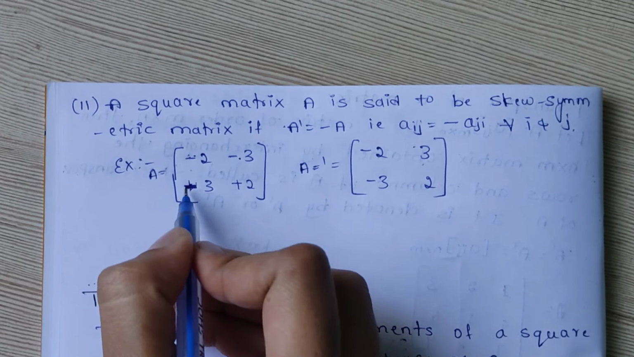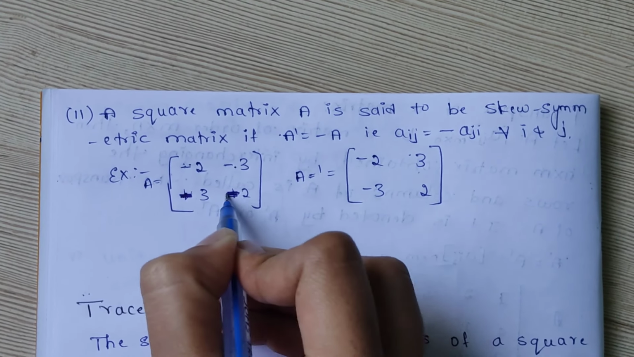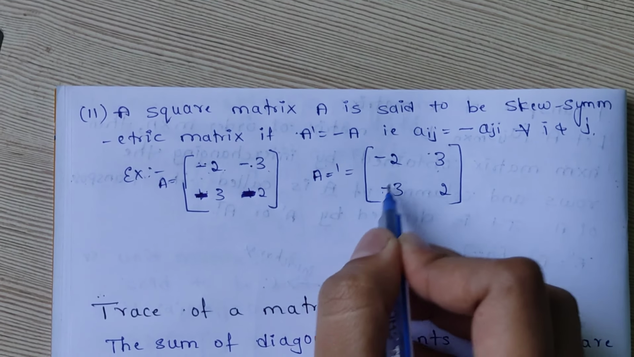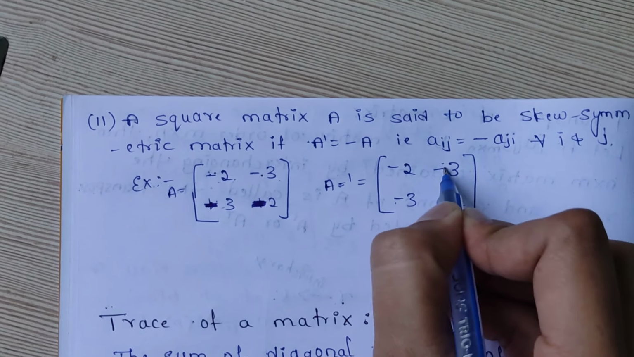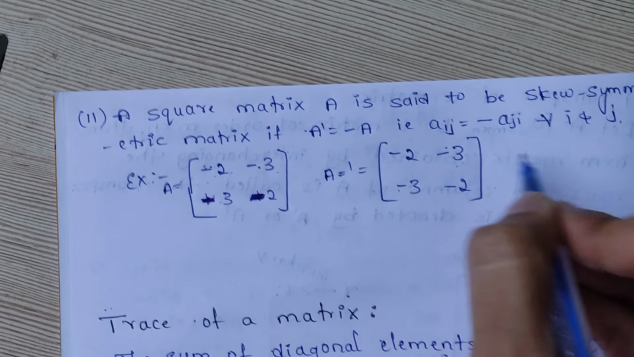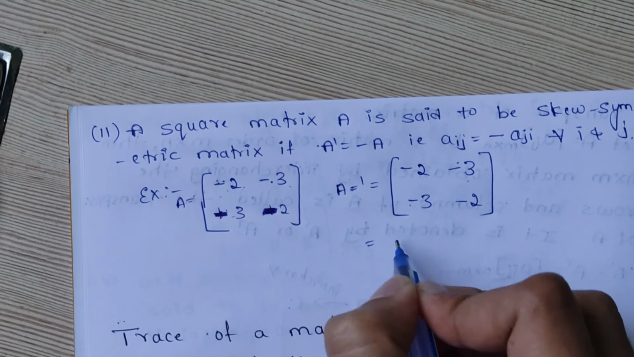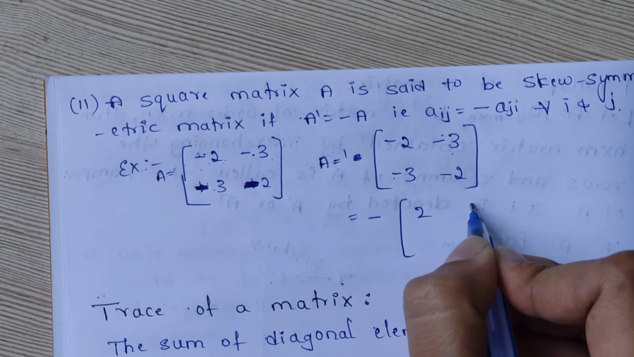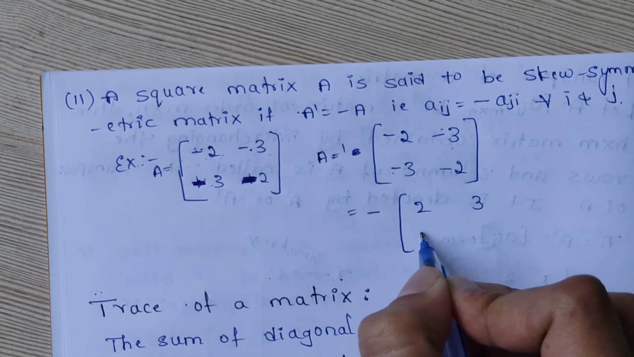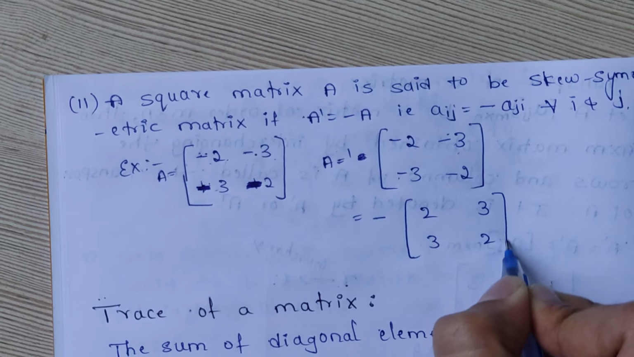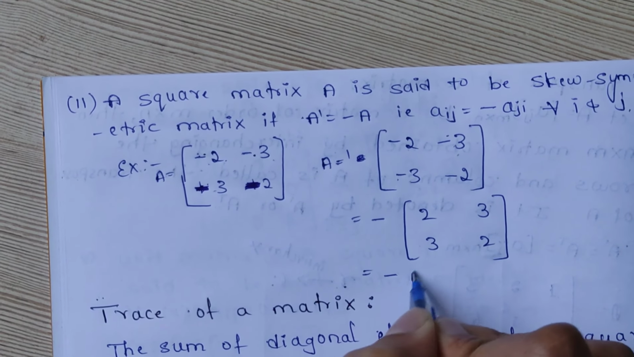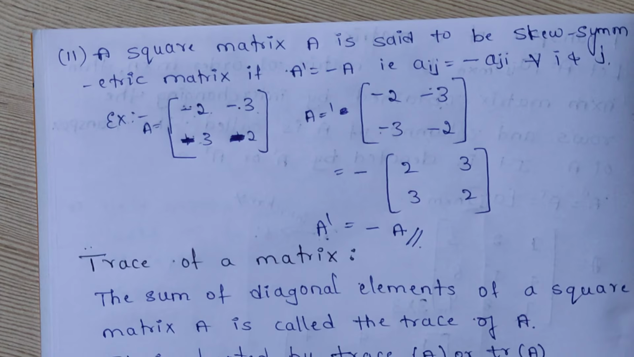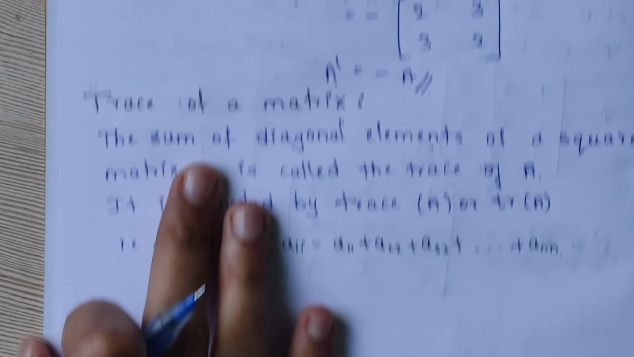Sorry, make a little changes. So take every element as negative elements. So the transpose will be -2 -3, -3 -2. So if we take negative sign outside, what we get? Minus of 2 3, 3 2. So this is minus A. So A dash equals to minus A we get. So this is the skew symmetric matrix.